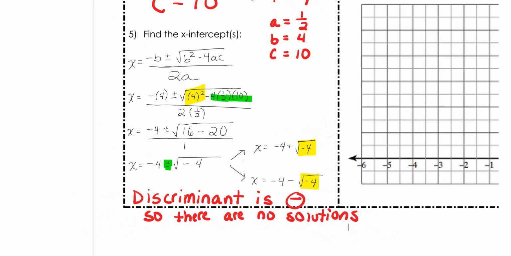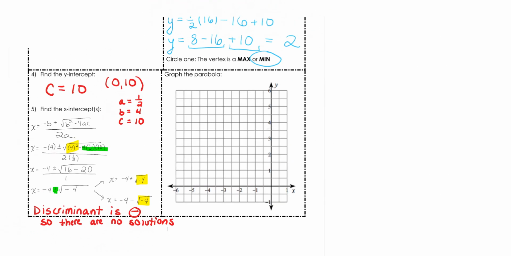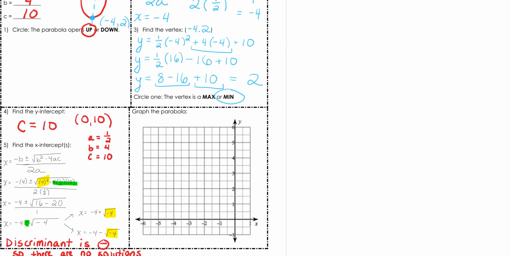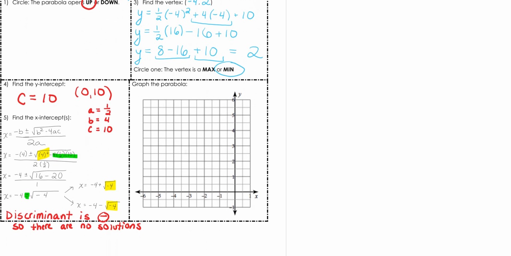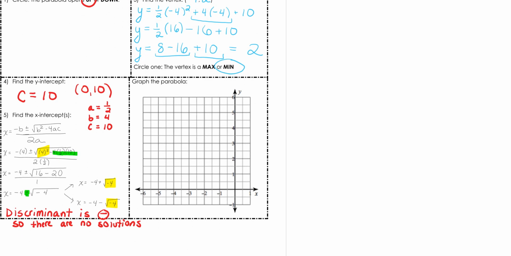All right, let's go ahead and graph what we have with the information that we have. Let's start with our axis of symmetry, which is at -4. I'm going to draw my axis of symmetry at -4. And now I'm going to plot my vertex. My vertex is at -4, 2. I know it's an upward-facing parabola because we have a positive a value. So it's going to be something like this. That was a quick sketch just to remind you.